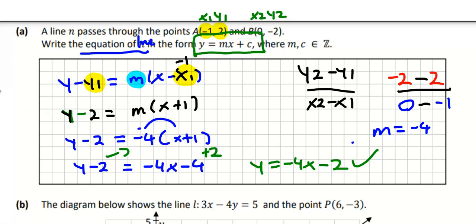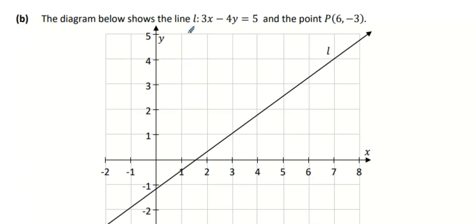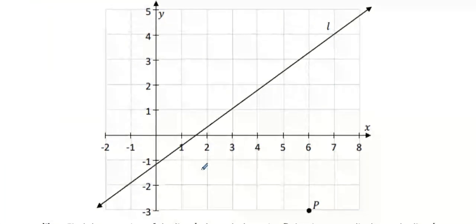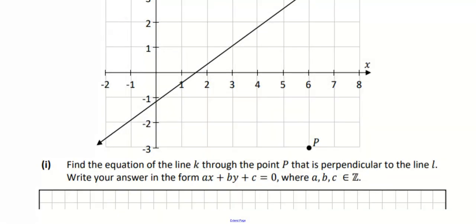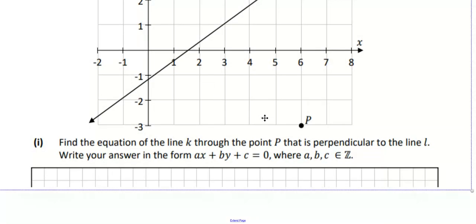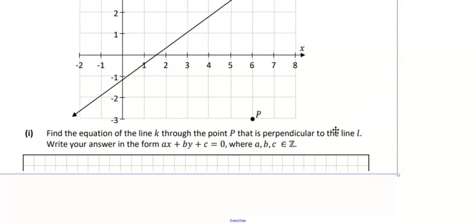Happy days. Now, in question B, we have a diagram of 3x minus 4y equals 5, and the point P, 6, -3, which is located here. And this line is, what is it? It's 3x minus 4y equals 5. Okay. Find the equation of a line through P, which is perpendicular to the line L, and write your answer in this form.